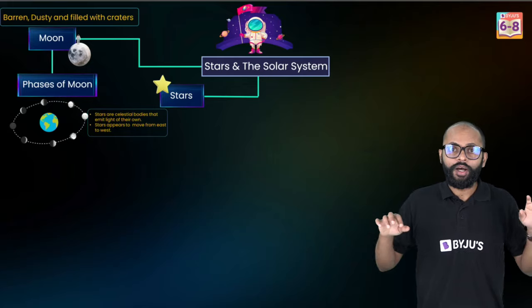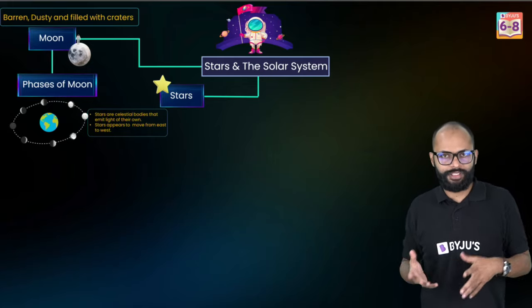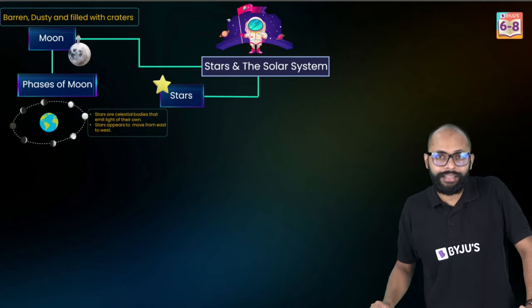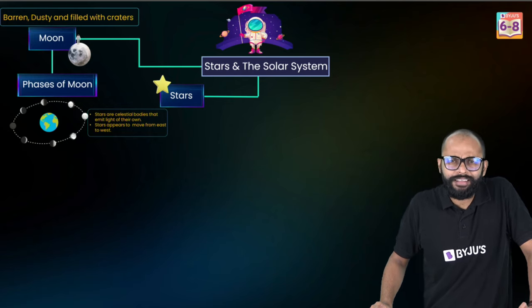Aage chalte hain. Now we have a special star. Sir, special star is sun. You are right. That is special. We are living because of sun. But there is one more star which has guided us in the night to see directions. Kya naam hai uska? What is the name? Think. Arre, we have done this.